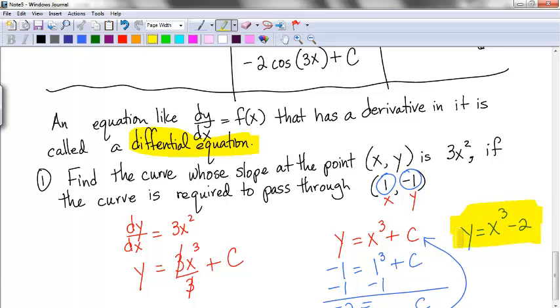Now, if I went back to what we were doing in September, and I said, here's your curve, find the first derivative, what would your derivative be? y prime would equal 3x squared, right? And that's what they gave us up here. Okay?